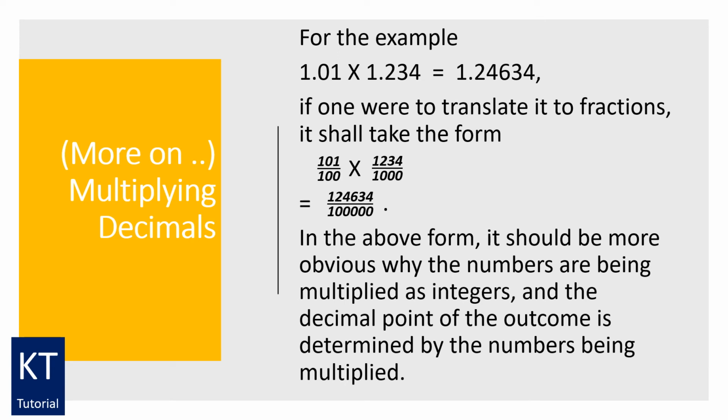Now for the example in the previous page, if one were to translate it to fractions, it shall take the form 101 over 100 multiplied by 1234 over 1000. And it should get to 124634 divided by 100,000. In this form, it should be more obvious why the numbers are being multiplied as integers and the decimal point of the outcome is determined by the numbers being multiplied.